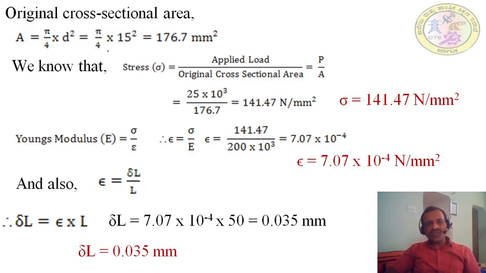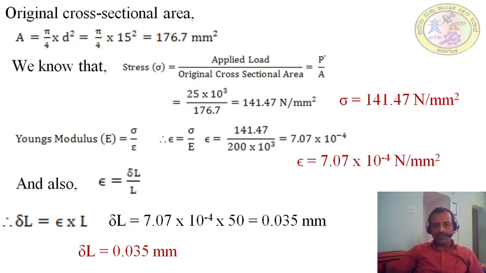So next, now the original cross-sectional area. We need to find out the cross-sectional area. The cross-sectional area is given by, again, A is equal to pi by 4 into D square. This is equal to pi by 4 into 15 square. Diameter is 15. After substituting the diameter value in this area formula, it works out to be 176.7 mm square.